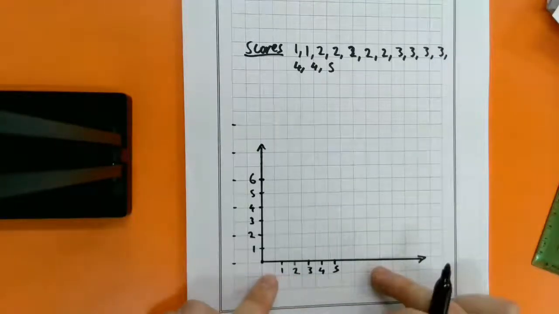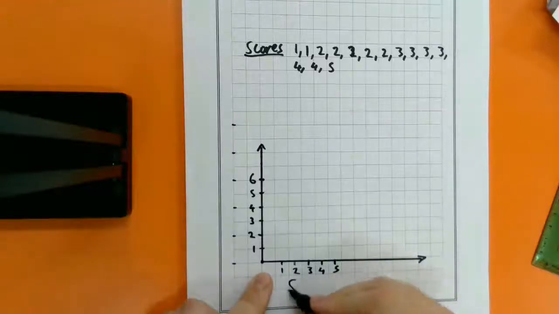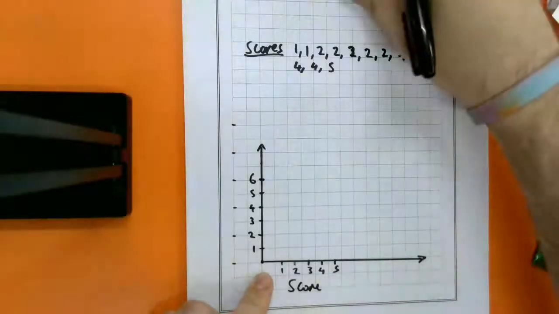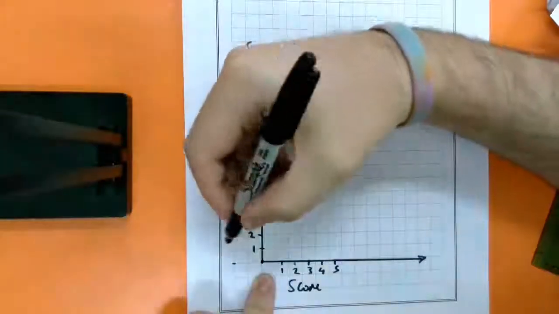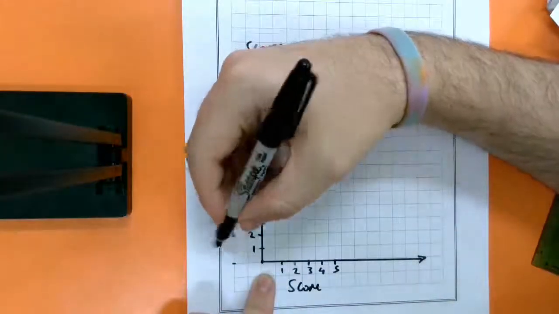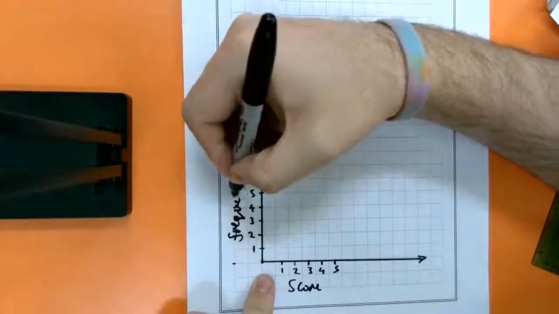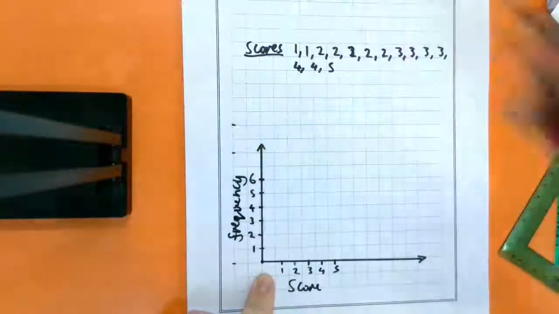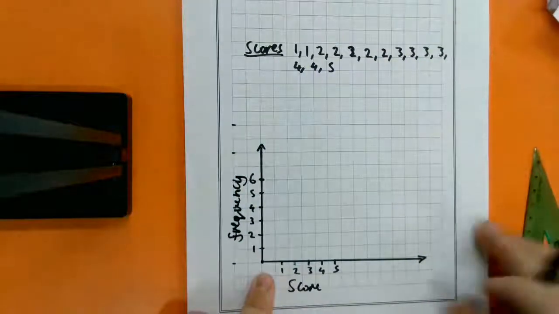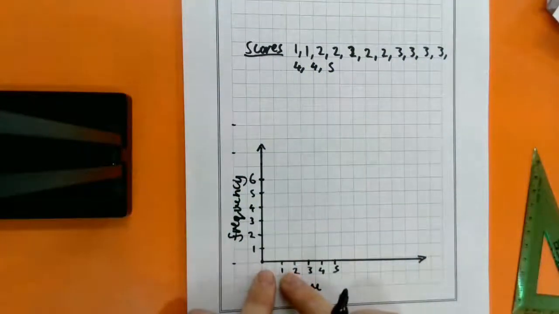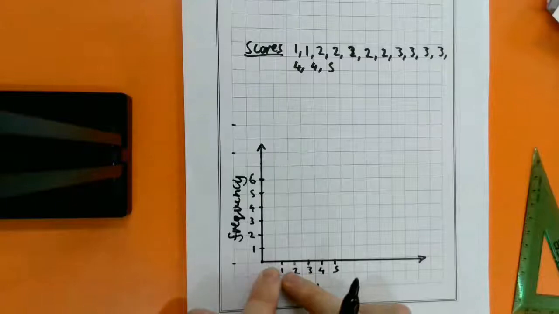And now I'm going to label each of my axes. For my horizontal axis, we're talking about our score. And on my vertical axis, what I'm labeling is my frequency. Remember that's how often a score occurs. Now let's actually get on to graphing our particular histogram.